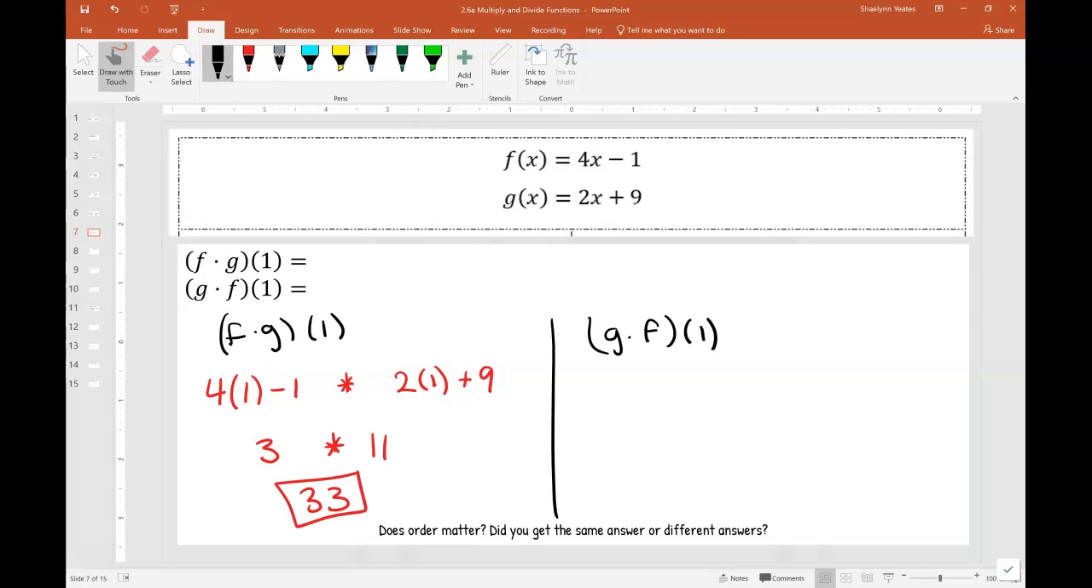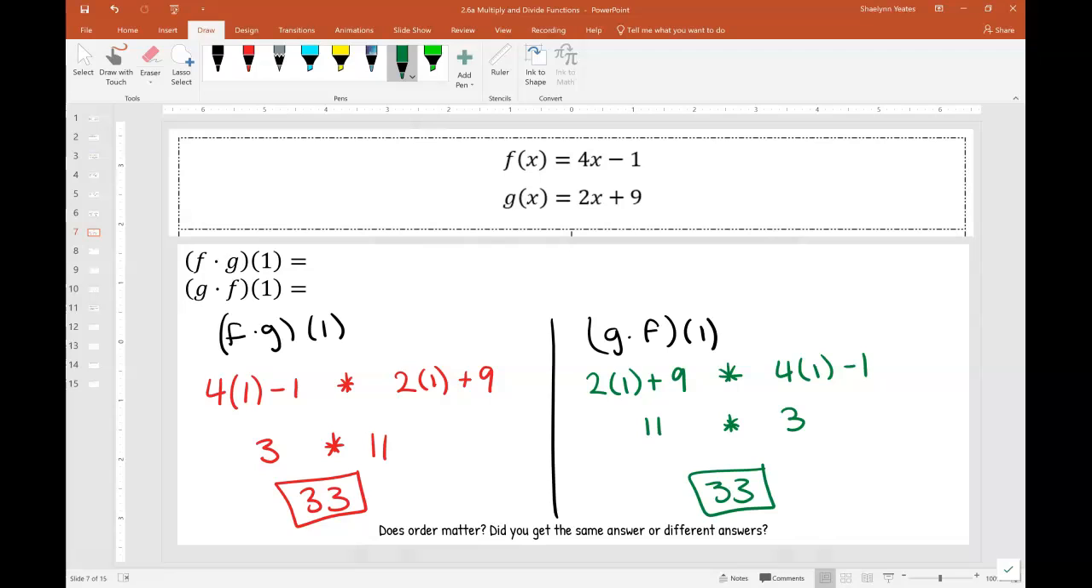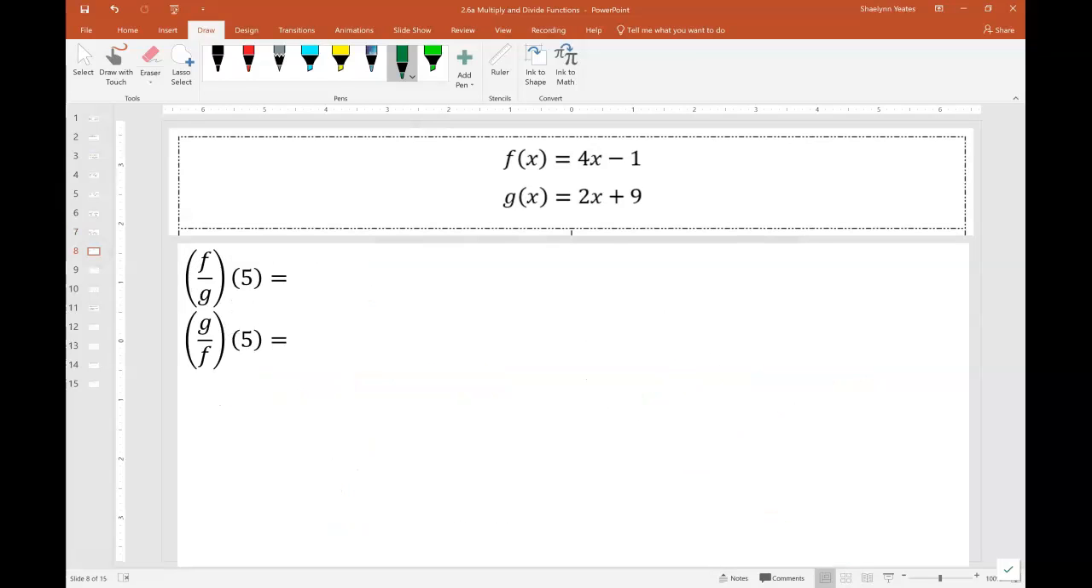So let's see what happens on the one on the right. So this one we're going to do g of 1, which is going to be 2 times 1 plus 9. Again, we get 11. And then we're going to be multiplying it by 4 times 1 minus 1. And here I get 3. So we're going to take 11 times 3. And 11 times 3 is 33. So in this case, order does not matter. That worked out really nice.